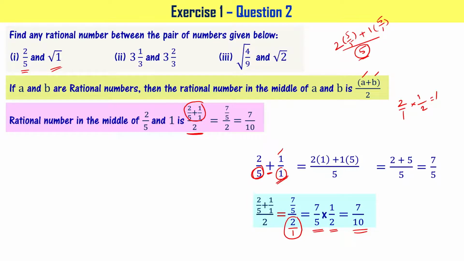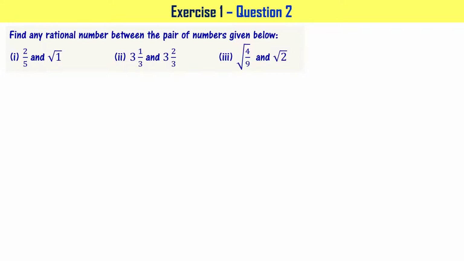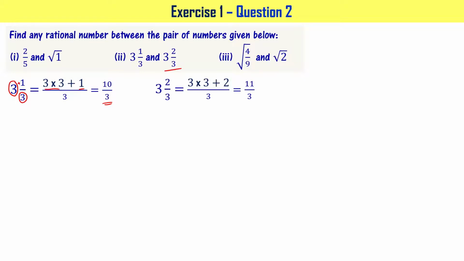Got it? Now let's look at the second pair of numbers given. 3 1 by 3 and 3 2 by 3, right? 3 1 by 3 can be written as 3 times 3 plus 1 divided by 3. So 3 times 3 is 9, 9 plus 1 equal to 10. That's why this is 10 by 3, right? The first rational number is 10 by 3 and the second rational number is 3 times 3 plus 2 divided by 3, that is equal to 11 by 3. 3 times 3 plus 2, that is 11 divided by 3.